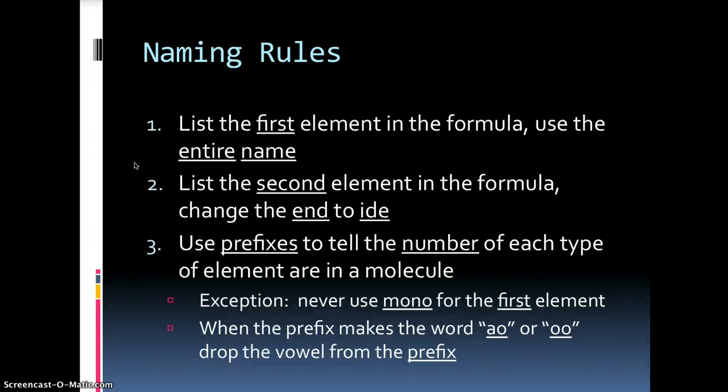So prefixes are going to get stuck on the front of the word. There's 2 exceptions to this. The first one is you never ever use mono for the first element. And the reason is if we used mono for the first element, 90% of them would start with mono. Most of your prefixes are going to end in A, so if you have an A and then an element that starts with O, like oxygen, it sounds weird to have the A and the O together. So we drop the A. Same thing if you have an O prefix and an O vowel at the front. So this is really going to only be for oxygen. You drop the O off the prefix.